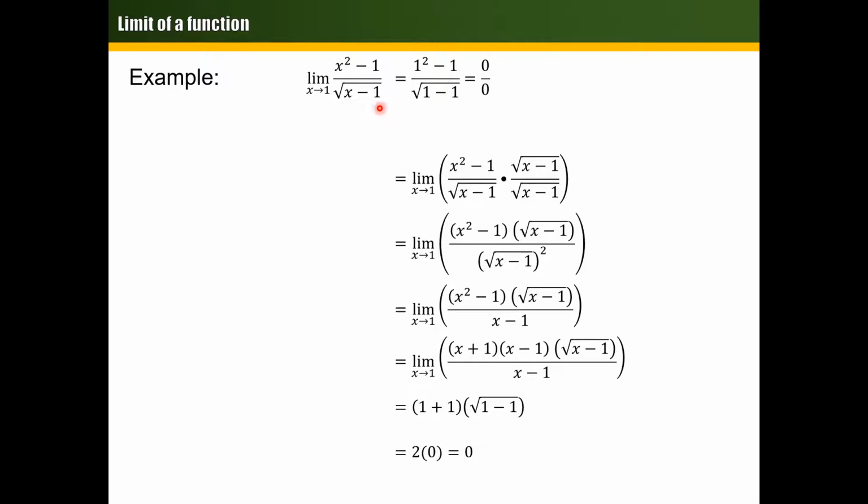Let's try to evaluate the value of the function when x is equal to 1. We change x with 1 and have 1 squared minus 1 over the square root of 1 minus 1. We yet again get 0 over 0. So we now manipulate the given function again, aiming na may makakancel tayo sa numerator and the denominator.